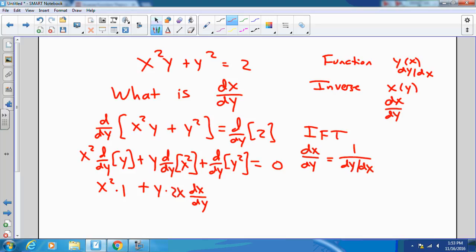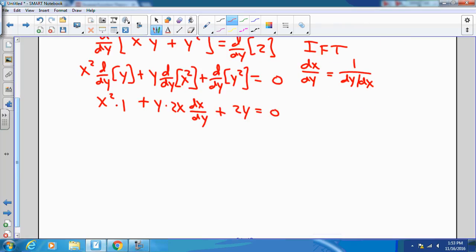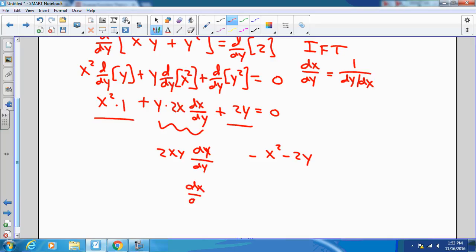Because dx over dy is, yes, you could write that in x prime if you wanted to. Then the derivative with respect to y of y squared is simply 2y. Now, how do I find dx dy? I've got terms with dx dy and terms without, so I'm going to collect all the terms without on the right-hand side by subtracting. And dx dy is equal to negative x squared minus 2y over 2xy.